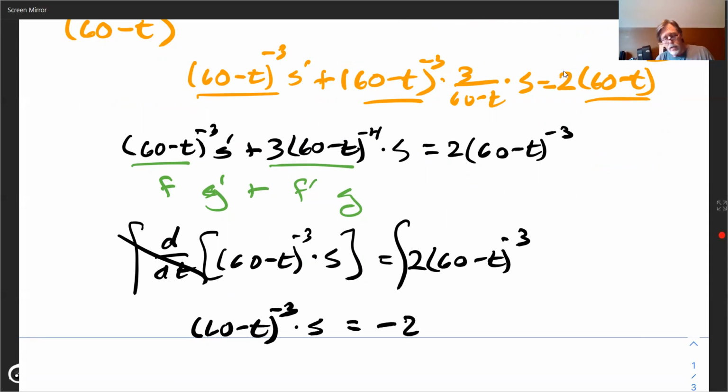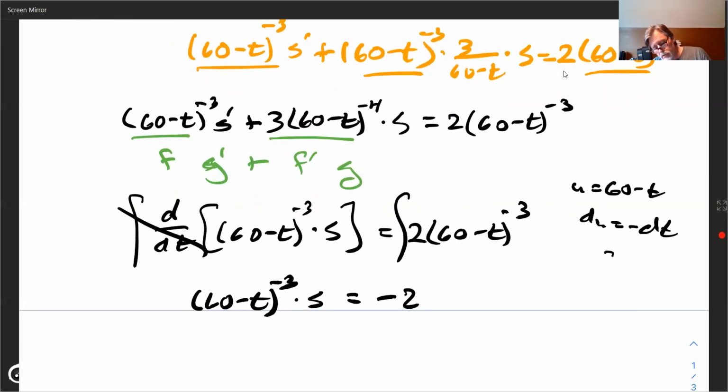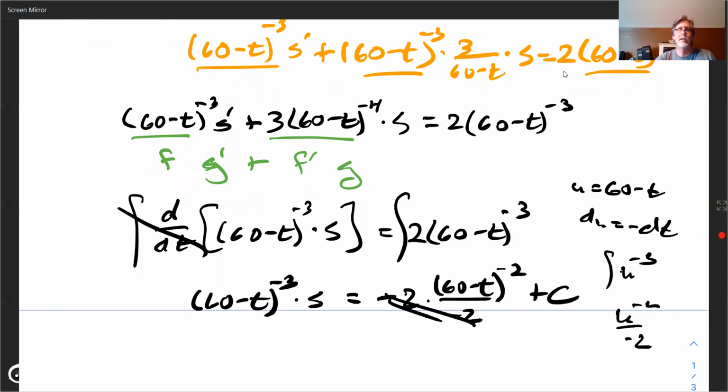So negative 2. I'm thinking about u is 60 minus t again, du is negative dt. So we have a negative, that's why I put a negative in front of the 2. And then you're looking at an integral of u to the negative 3, which becomes u to the negative 2 over negative 2. So we're getting over negative 2, and by the way, those cancel, that's sweet. And then it's u, which is 60 take away t, but this time to the negative 2, and watch out, here comes your plus c. We've done it. We've gotten this far.